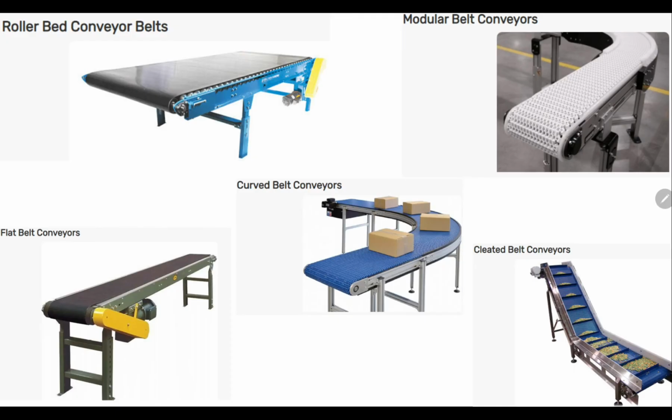After that, there are certain more applications of belts in the case of material handling. This is the belt which is called the roller belt, conveyor belts. After that, modular belt conveyors for material handling. This is the figure for a curved belt conveyor. This is the figure for a flat belt conveyor, and this is the figure for a cleated belt conveyor. So for material handling purposes, we can use the belt application.